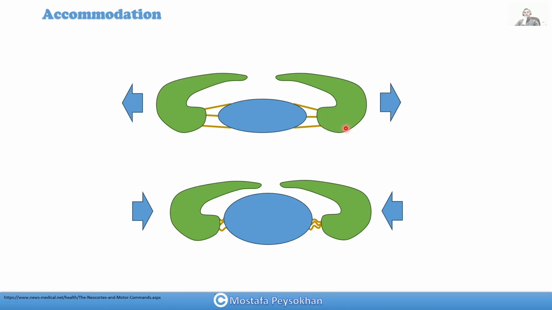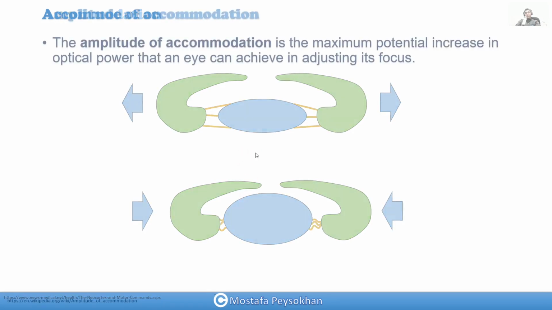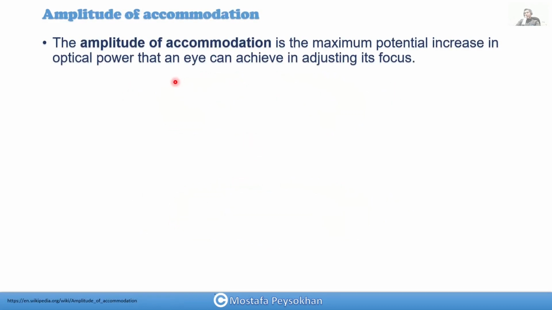So as I mentioned before, when we are looking at a far object, our lens is in the relaxed situation, where the radius of curvature is very big, like a flat surface, the radius of curvature is infinite. So in this case, our lens is very relaxed, but during accommodation, we remove the tension from our eye, and then make it accommodated. We make it more circular, and then it keeps the image in focus. So the amplitude of accommodation is the maximum potential increase in optical power that our eye can achieve during adjustment of the focus.